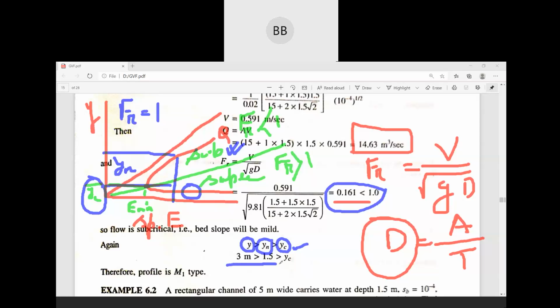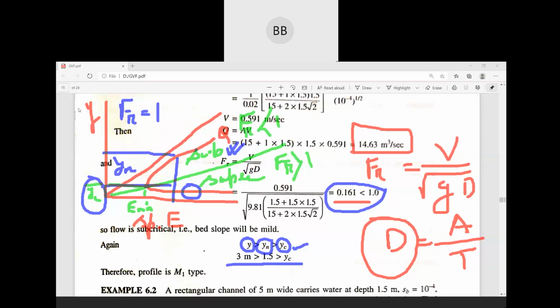We don't have the YC value. Just to identify whether our YN value is more or less than critical depth, we calculated the Froude number. From the Froude number we can easily verify that YN is more than YC. So here we can write: after constructing the weir, the depth of flow upstream increases to 3 meter, so 3 meter is greater than YN, 1.5 meter, and 1.5 meter is greater than YC because the flow is subcritical.